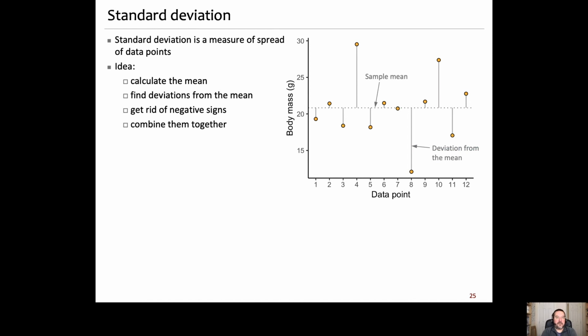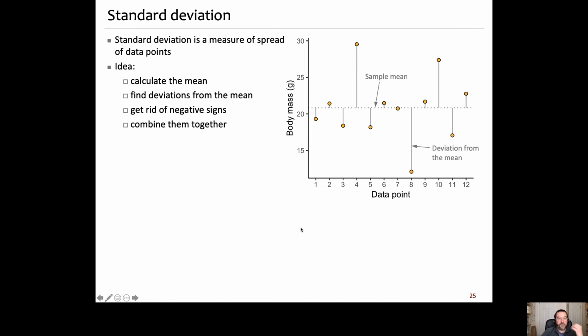Standard deviation is a measure of spread of data points, and it's illustrated in this figure. Imagine you have 12 measurements, so this is measurement number 1, 2, and so on, from 12 mice. This is again a body mass. The sample mean is represented here by the dashed line, and the points show measurements. The gray bar shows the deviation from the mean.